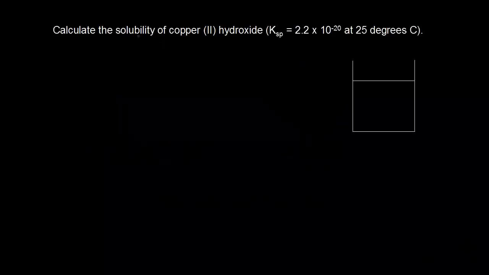Our goal is to calculate the solubility of copper(II) hydroxide, and we're given the solubility product constant, Ksp, which is equal to 2.2 times 10 to the negative 20 at 25 degrees Celsius. So let's conceptualize this problem first.